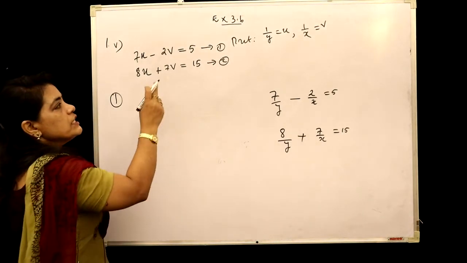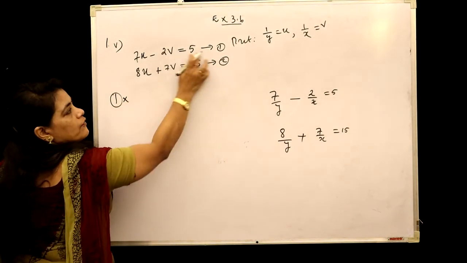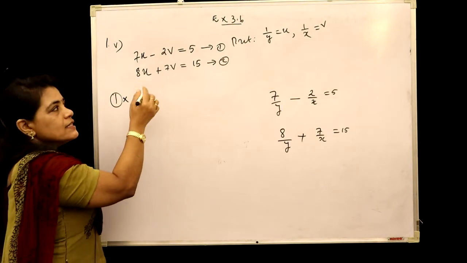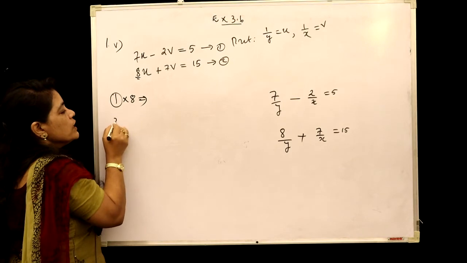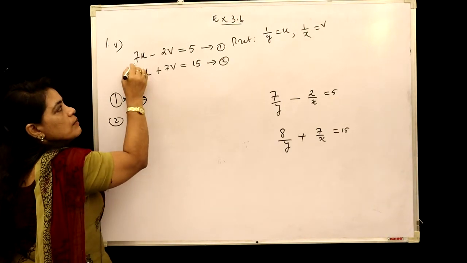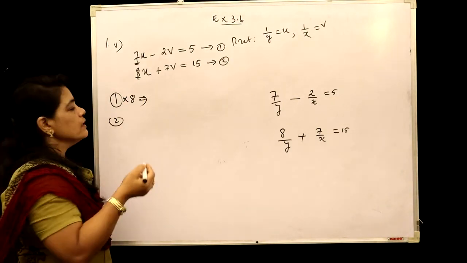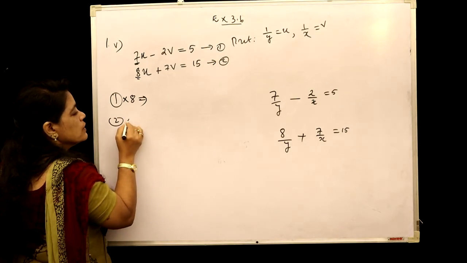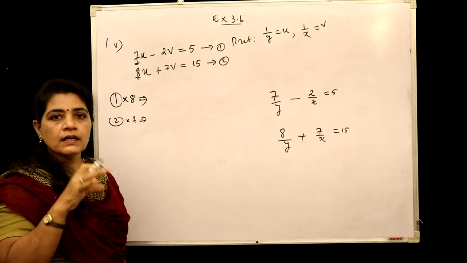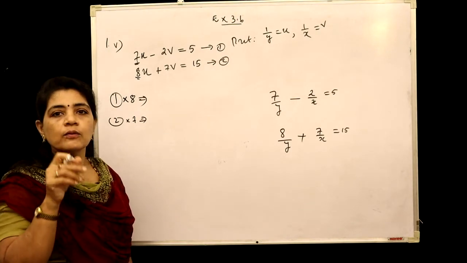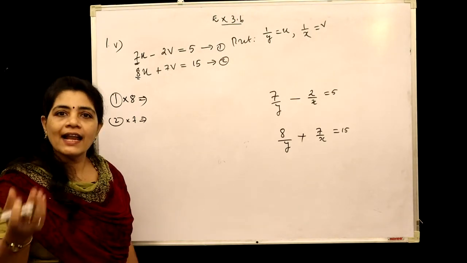In this case, this is the only method in elimination. Equation 1 must be multiplied with the coefficient of u in the second equation, that is 8. And in the same way, the second equation must be multiplied with 7, the coefficient of u in the first equation. That is the next step. Now the coefficient of u will be the same for both equations, so that you can eliminate easily.